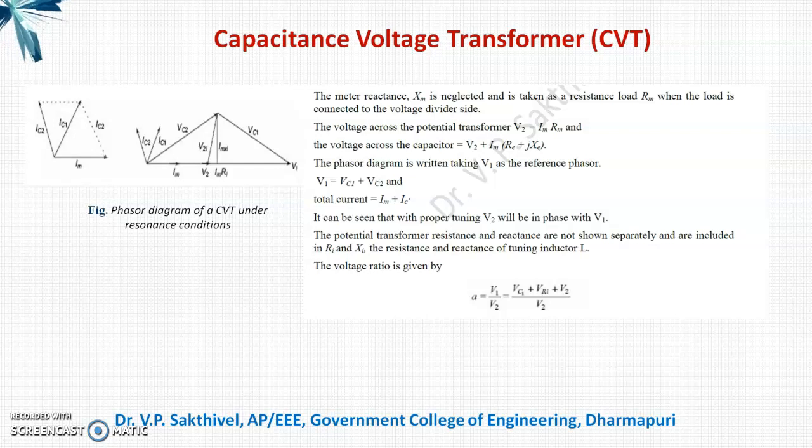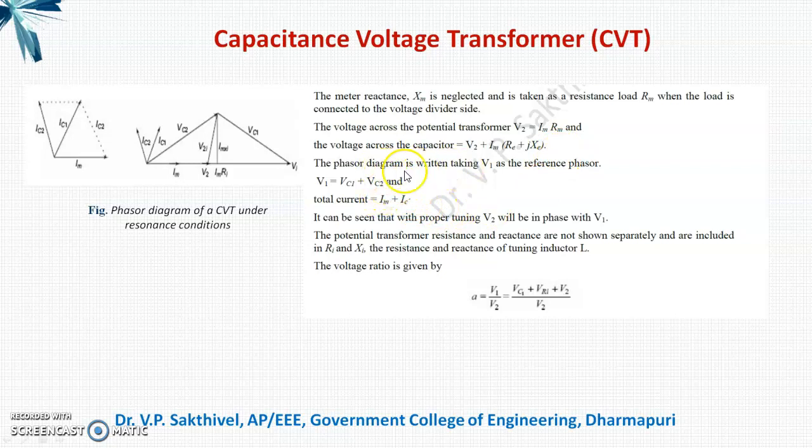And here we derive the phasor diagram for various components. Here the meter reactance is neglected, and the load resistance is taken. Then the voltage across the potential transformer is given by this. If we neglect the meter reactance and take the load resistance Rm, then the voltage across the potential transformer is Im Rm. At the same time, the voltage across the capacitor would be Im into Re plus jXe.